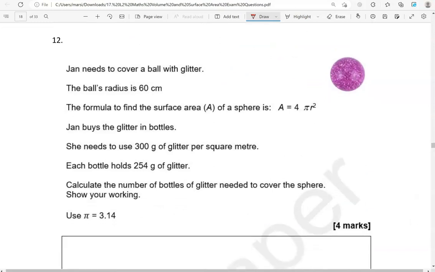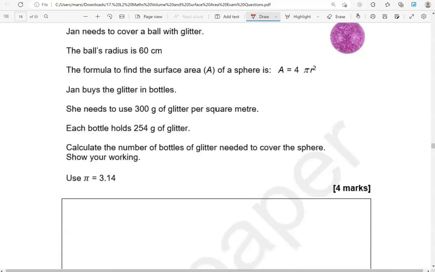Jan needs to cover a ball with glitter. The ball's radius is 60 centimeters. The formula to find the surface area of a sphere is A equals 4 times pi times radius squared. Jan buys the glitter in bottles. She needs to use 300 grams of glitter per square meter. Each bottle holds 254 grams of glitter. Calculate the number of bottles of glitter needed to cover the sphere. Show your working. Use pi equals 3.14.